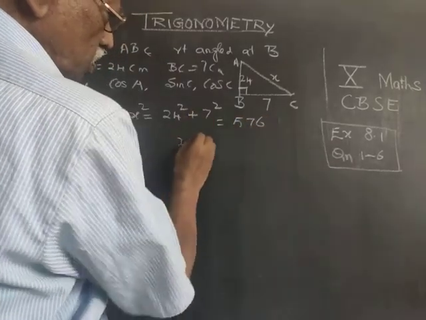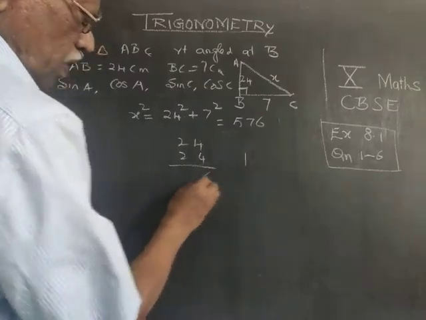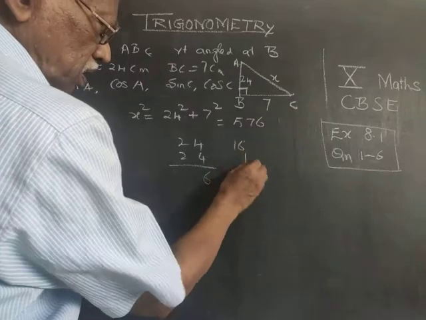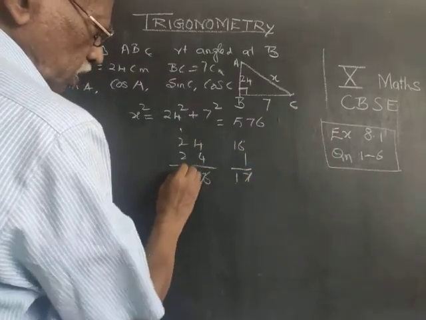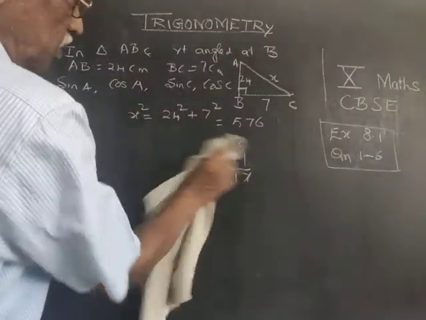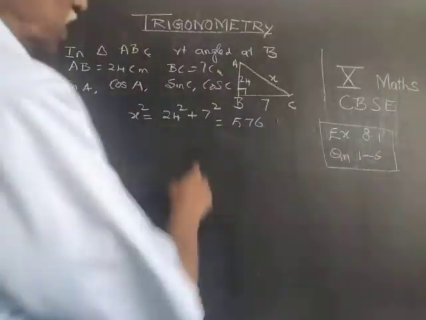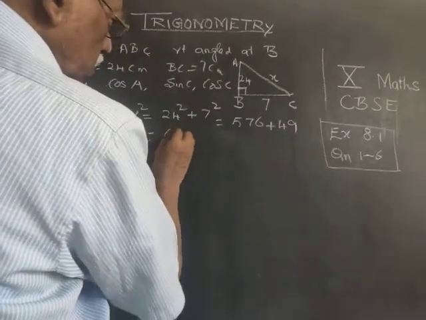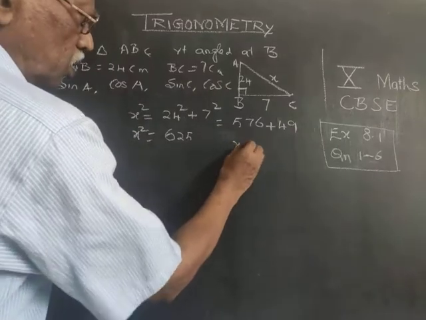24 into 24. Again I am going by Vedic maths. 4 4s are 16, carry over 1. 4 2s are 8, another 8. 8 plus 8, 16, 16 plus 1, 17, so carry over 1, 2 2s are 4 plus 1, 5, 576. So practice more problems, so that it will be easy for you to multiply by Vedic maths. 576, 7 square is 49, that means x square equal to 625. Then what is x? x equal to 25.